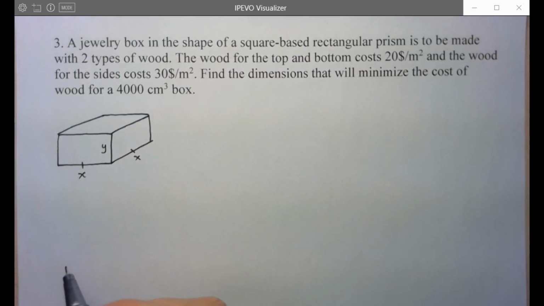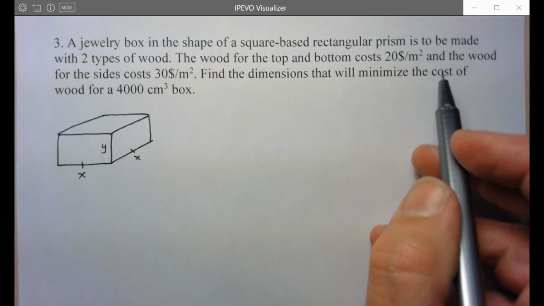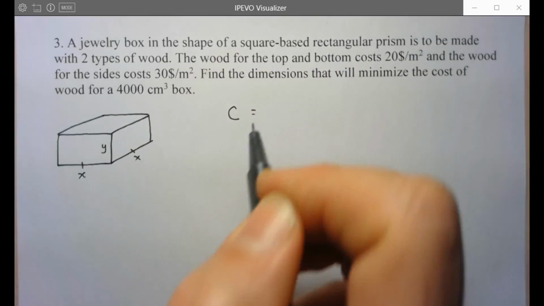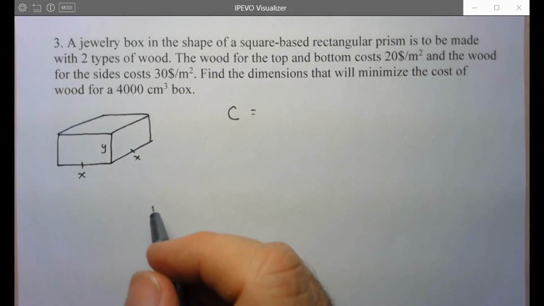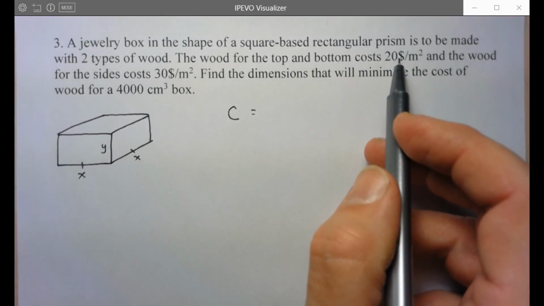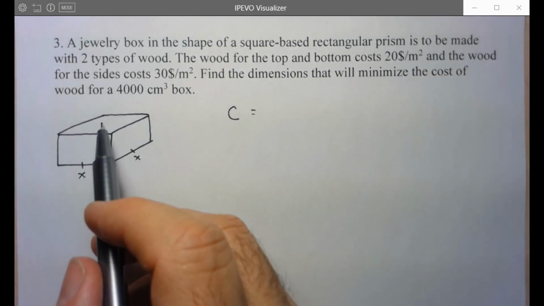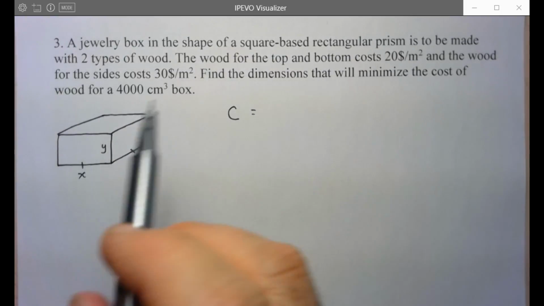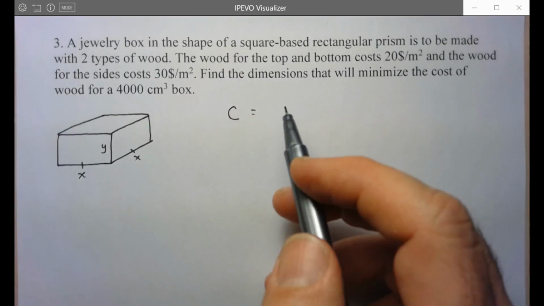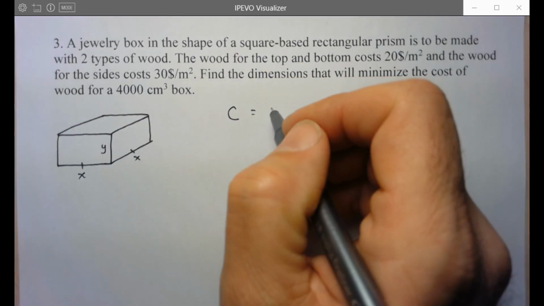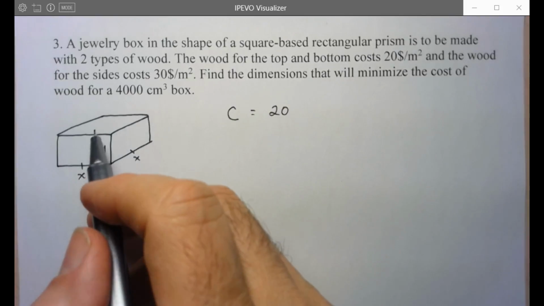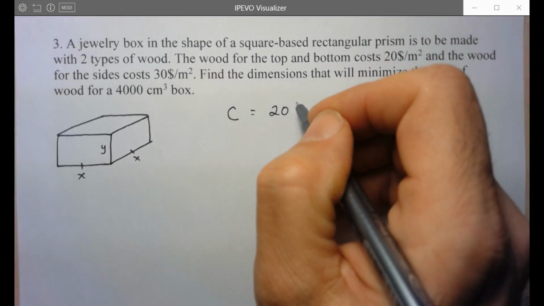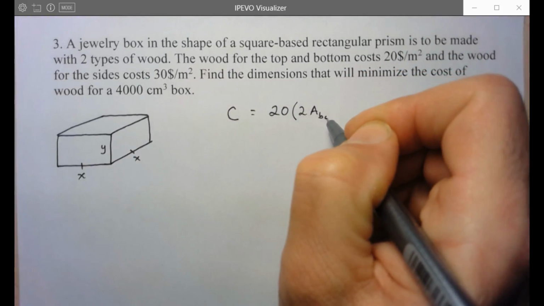All right. And what I want to do is minimize the cost of the wood, so I need to figure out a way to represent the cost. We see that the top and bottom cost $20 per meter squared. So if I find the area of each of the top and bottom, I can just multiply that by 20, because whatever the area is in meters squared, I just multiply that by 20. So I have 20 times, well, the areas of the base and top portion are going to be the same, so it's just 2 times the area of the base.